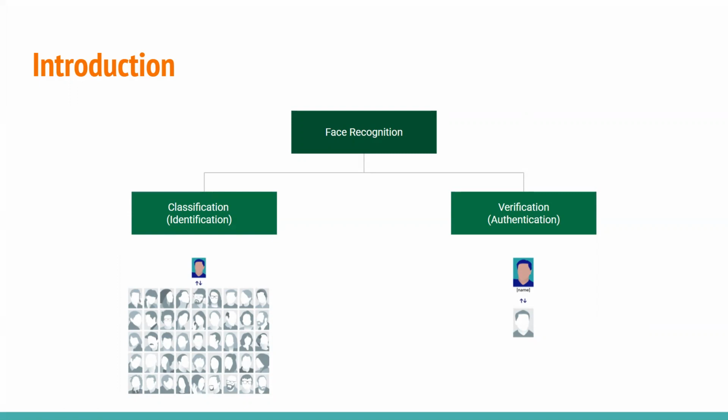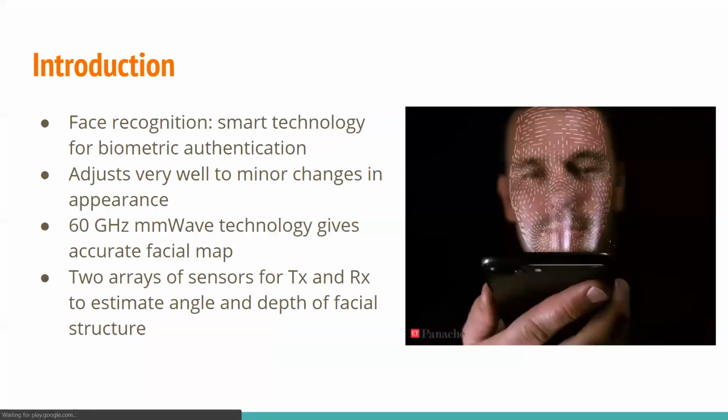The second is face verification or face authentication. This involves one-to-one mapping. Here, the answer is a simple yes or no. For example, is this person in the image the same one shown on the other image? Yes or no. So now let's move on to explain the project a little more in detail.